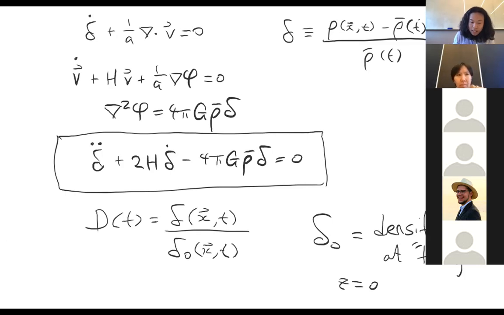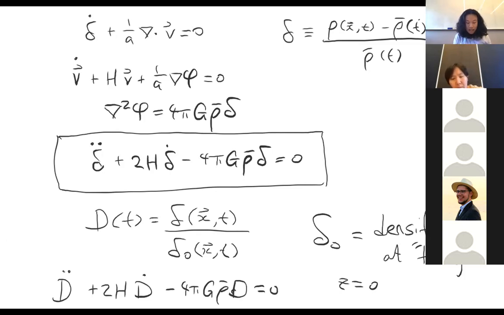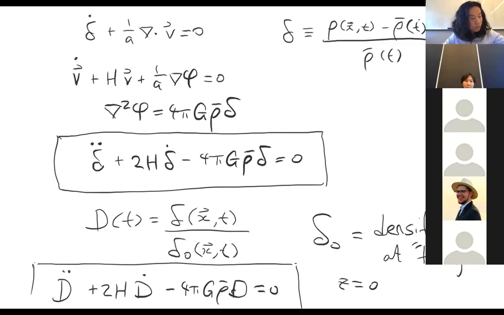Since this is a linear differential equation, dividing it by a constant factor is not going to change it. So this whole equation can be rewritten for D: D double dot plus 2H D dot minus 4 pi G rho bar D is equal to 0. If you solve this equation for some Hubble rate and for some average density in your cosmology, you'll get the linear growth factor out for the cosmology you're interested in. This will tell you how much the power spectrum will homogeneously grow at late times. So that's the first part done. We now have a very clear way of finding D.